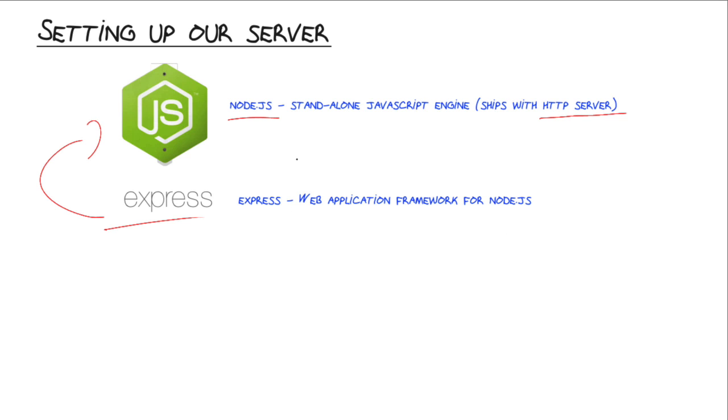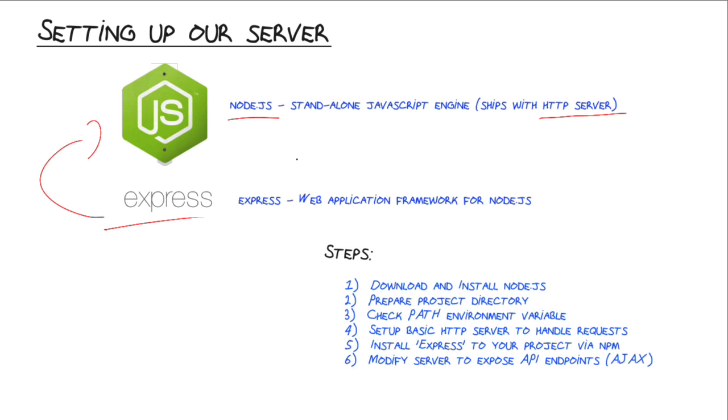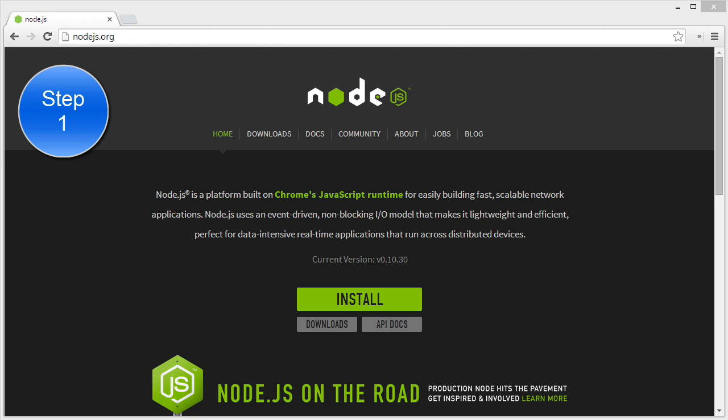Now briefly, just to talk about the steps we're going to cover in this nugget, we are going to download and install Node.js, very easy to do. Then we're going to prepare the project directory where we'll store our source code files for our server. We're going to make sure to check the path variable in Windows. This makes sure that Node is actually accessible inside of Windows. Then we'll create and set up a basic HTTP server that's going to handle some static HTML requests. Finally, we'll install Express using the Node Package Manager, NPM. And lastly, we'll modify our Express server so that we have those API endpoints exposed and we can access them with AJAX calls.